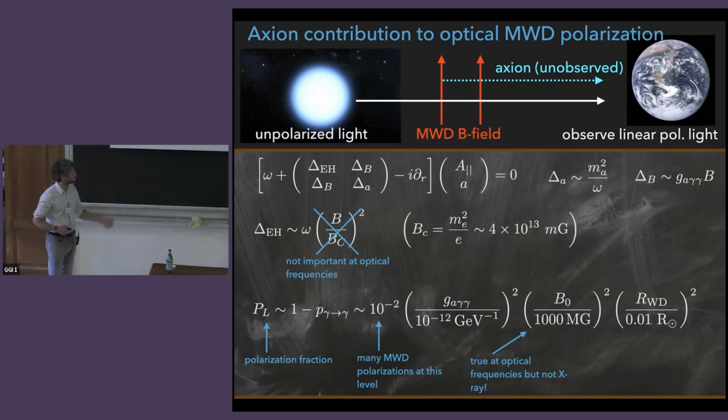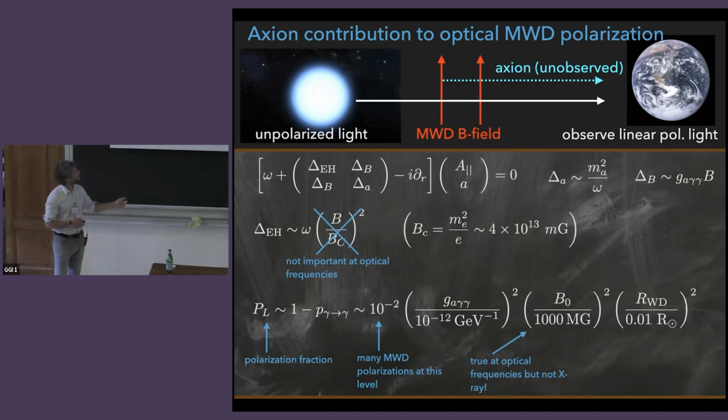So let's just substitute in those numbers. Let me put a g_aγγ of 10 to the minus 12 inverse GeV, a magnetic field of about 1,000 megagauss. I'll motivate that number on the next slide. And then a typical size of magnetic white dwarf around 0.01 solar radii. And you put in those numbers, and you end up with about a 1% polarization fraction. And that's about at the level that we can currently probe.